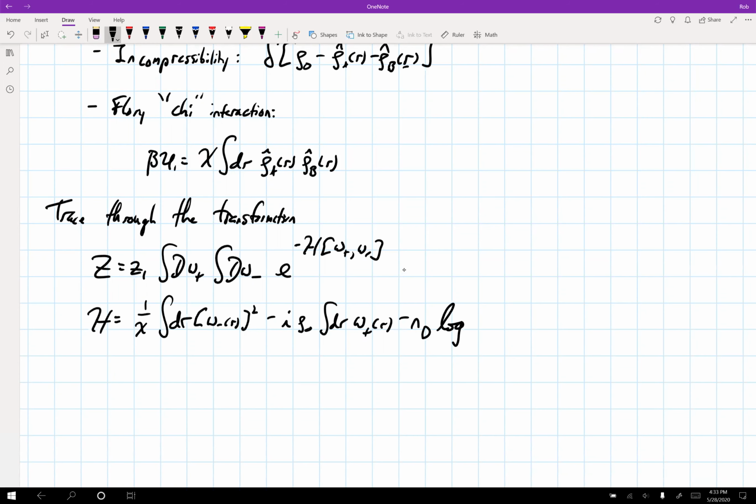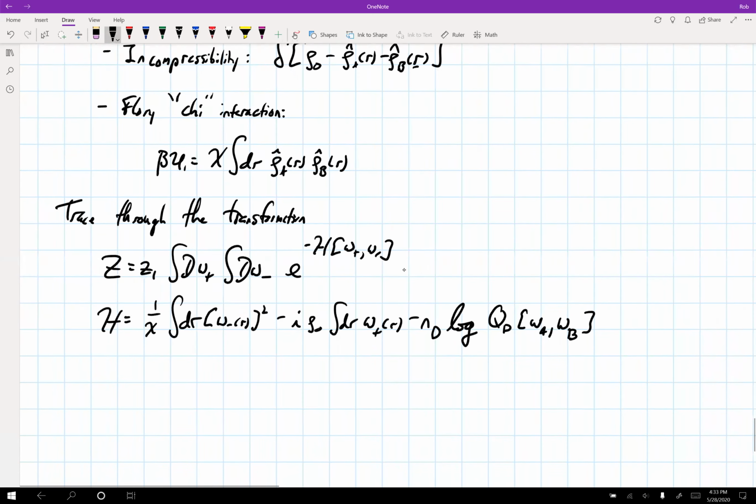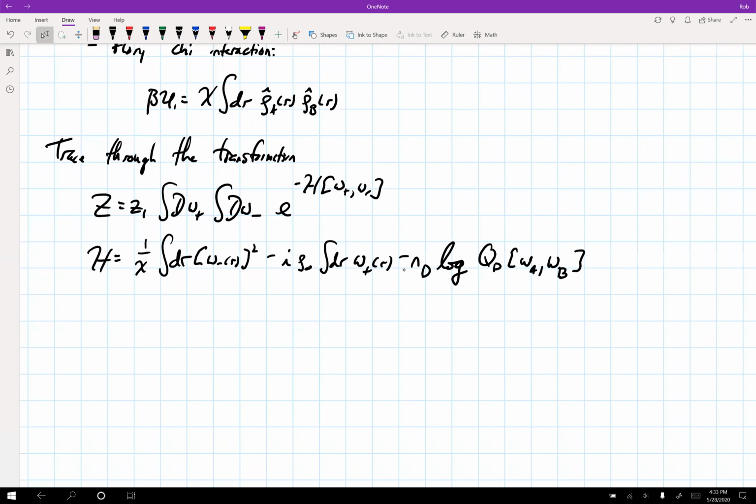So the only thing that's different is that instead of having a molecular partition function for the A and the B species, we have QD. We have one partition function that depends on two fields. That depends on both of our fields. So I called it WA and WB, but this is what we had before. It's I W plus of R. Let me see. I think this one is minus W minus of R.